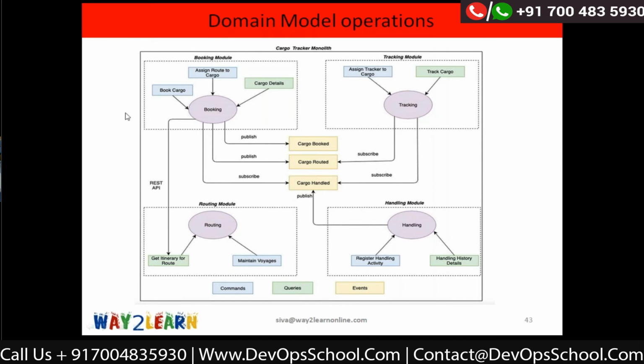So these are my domain model operations, commands, queries, and events. These are all the events, commands, and queries which I want to implement in my application. Just see this diagram for some time.